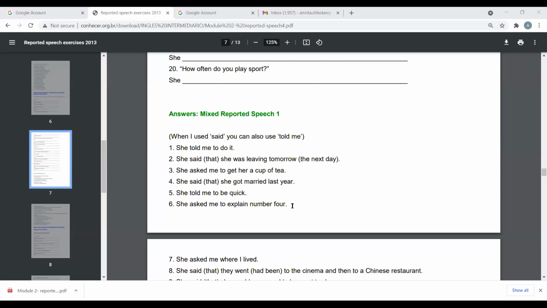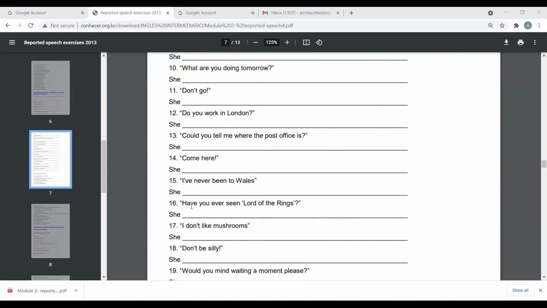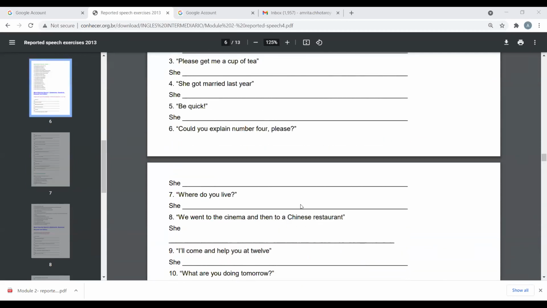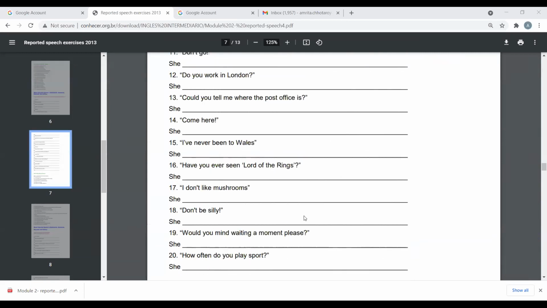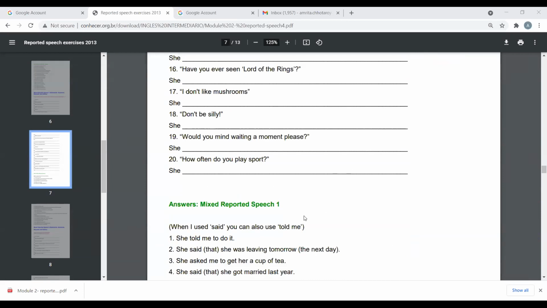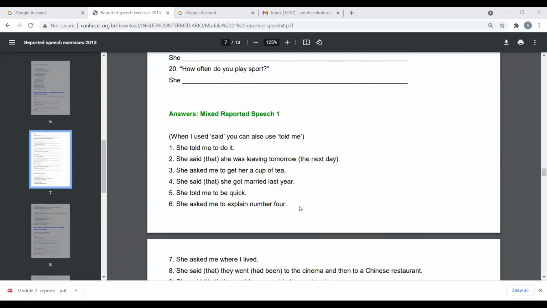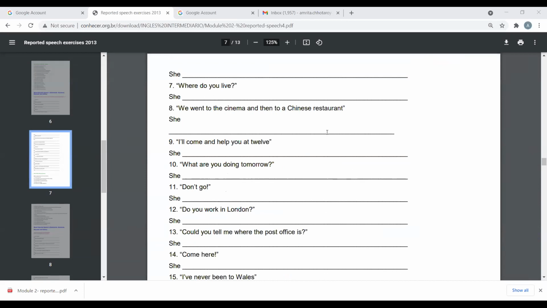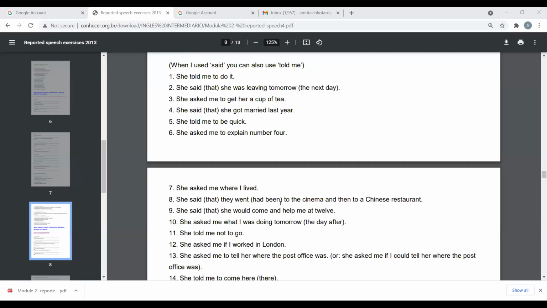Okay, number six. The question was, could you explain number four, please? Answer is, she asked me to explain number four. Then number seven, where do you live? She asked me where I lived.